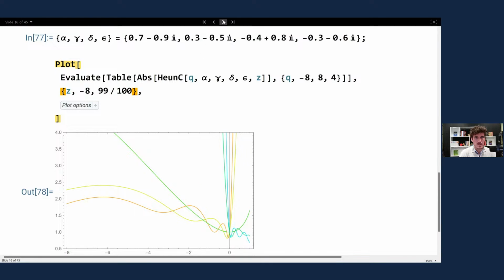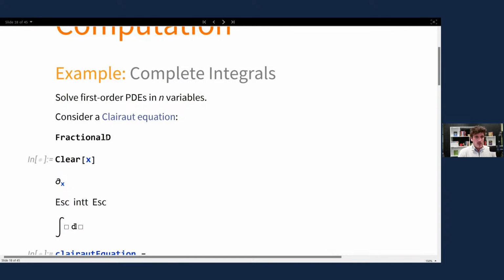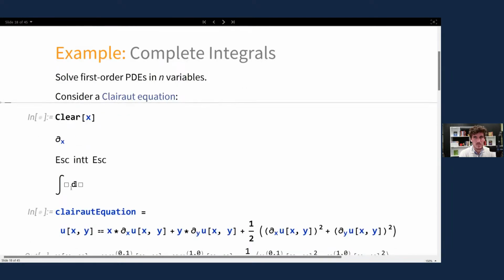Okay, so next example. Here we're going to look at partial differential equations, all right? And we're going to consider a Clairaut equation. So we've kind of looked at this already, looked at how to make the typeset form of the integration, but the partial differentiation, the way you do that is with escape, PD, escape. Okay, so I'm just going to make that now.